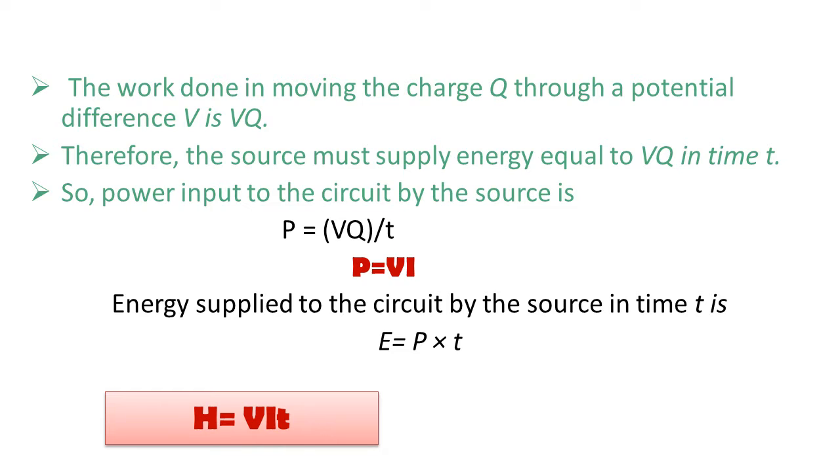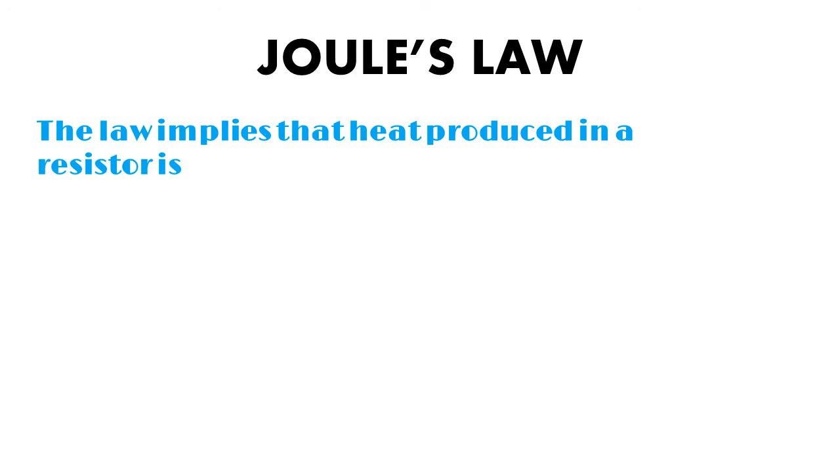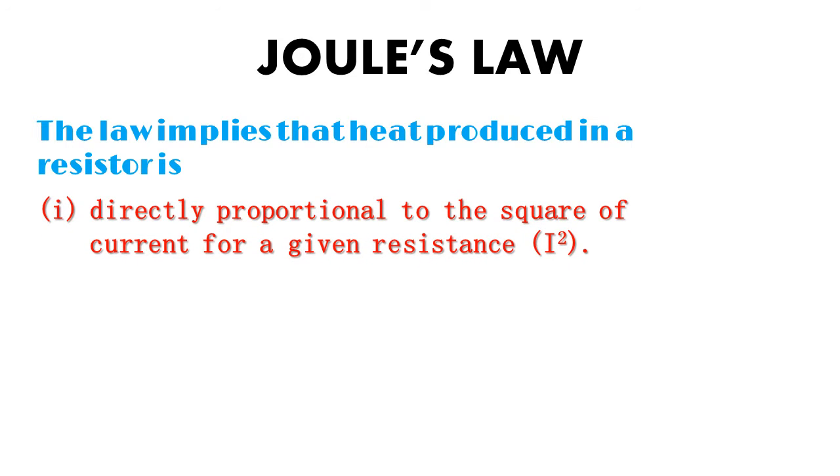Since the electric energy is supplied for time t, after multiplying both sides of the equation by t, we get Pt equals VIt. Thus, for steady current I, the heat produced in time t will be equal to VIt. According to Ohm's law, we know that V equals IR, and hence H equals I square Rt. So, the law implies that heat produced in a resistor is directly proportional to the square of the current for a given resistance.